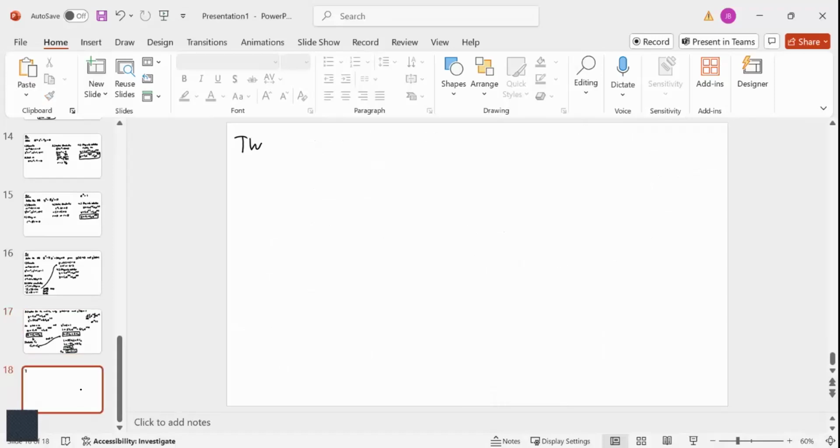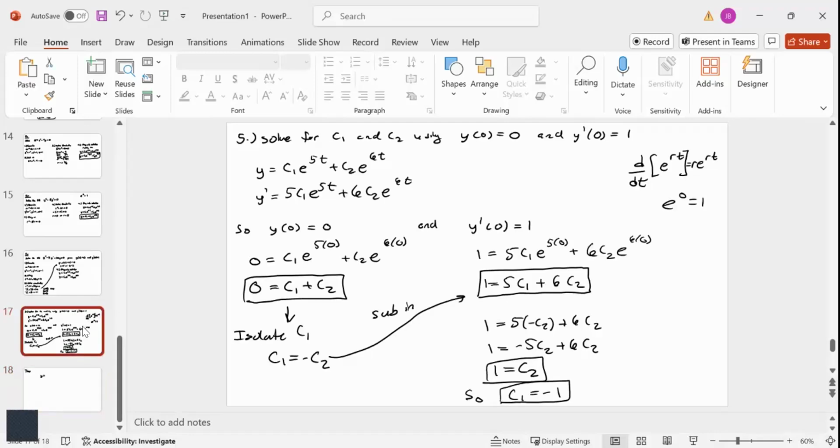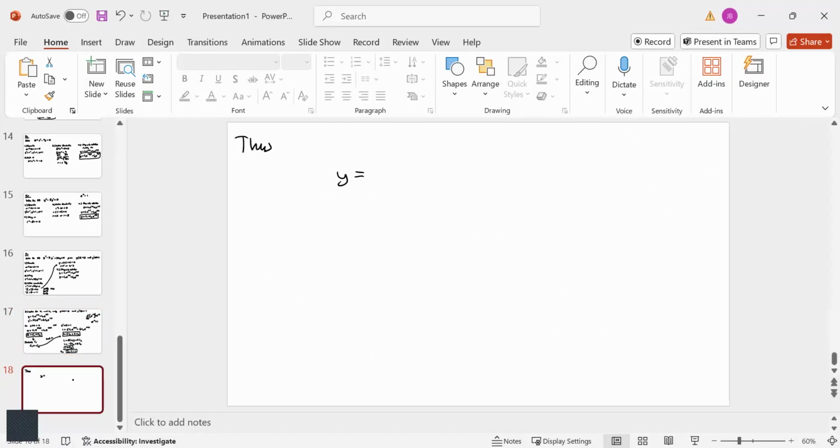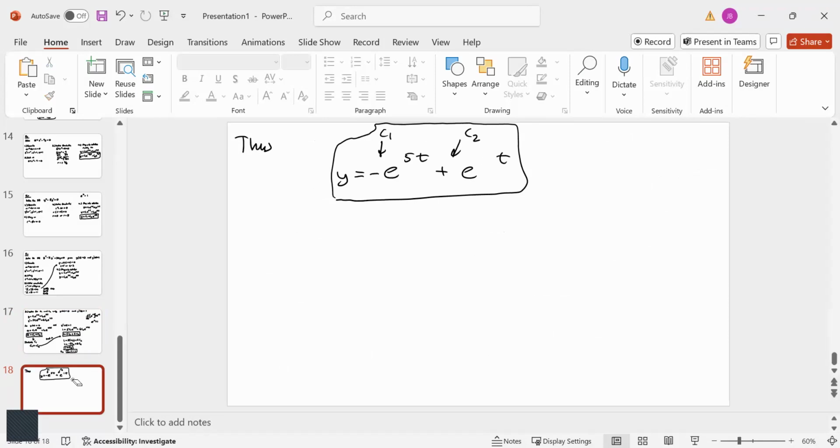Thus, our final solution is going to be, and this is super important, make sure you put the right C1 and C2 in the correct spot. I've seen people do all the work correctly and then mix them up. They put them in the wrong spot, and it does matter where you put them. e to the 5t plus e to the 6t, right? That's C1, that's C2. And that's the answer to a second order homogeneous linear differential equation with constant coefficients with real distinct roots.